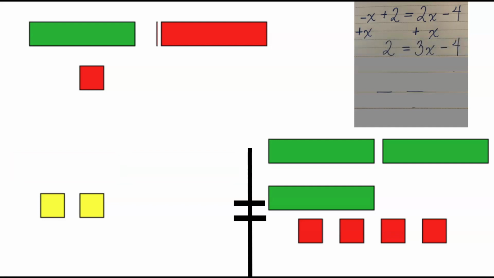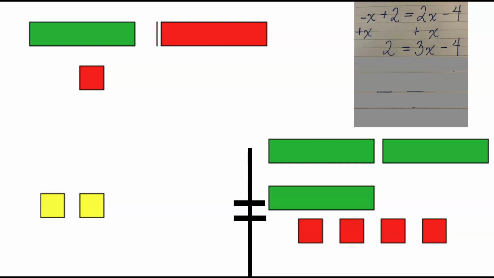You could also do it the other way where you subtract 2x from both sides. So you have to pick one variable that you want to eliminate and do the opposite to both sides. So here I have chosen to add 1x to both sides. And when I add 1x to the left-hand side, that creates a zero pair. And that zero pair would be eliminated. And my equation that I'm left with is 2 equals 3x minus 4.